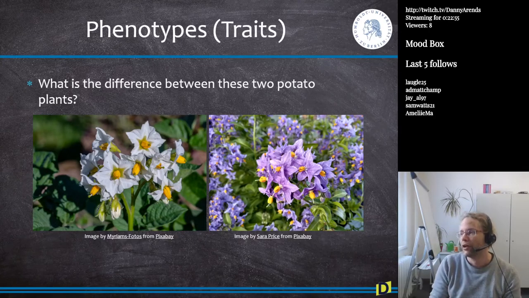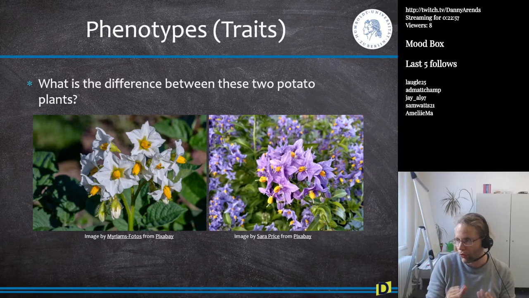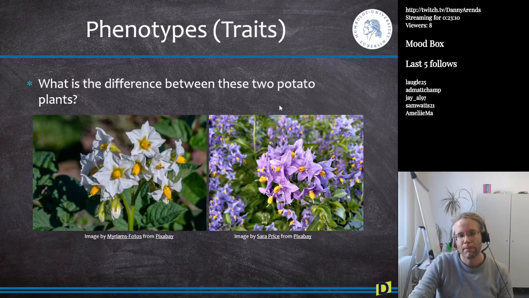So again, in genetics terms, this is called linkage. So one phenotype, the color of the flower, is very tightly linked to the starch content of the eventual potato. All right.